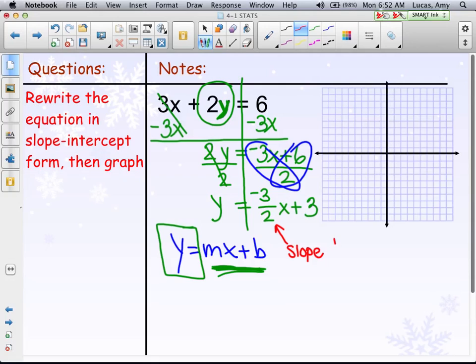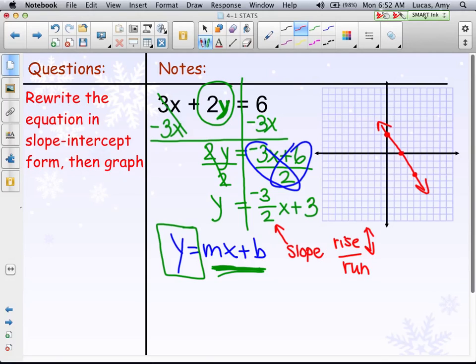So slope, rise over run. Intercept is where I'm going to start my graph at +3 on the y-axis. So from that intercept, I'm going to rise -3, so down 3/2 to the right. Down 3/2 to the right. And then draw my line.